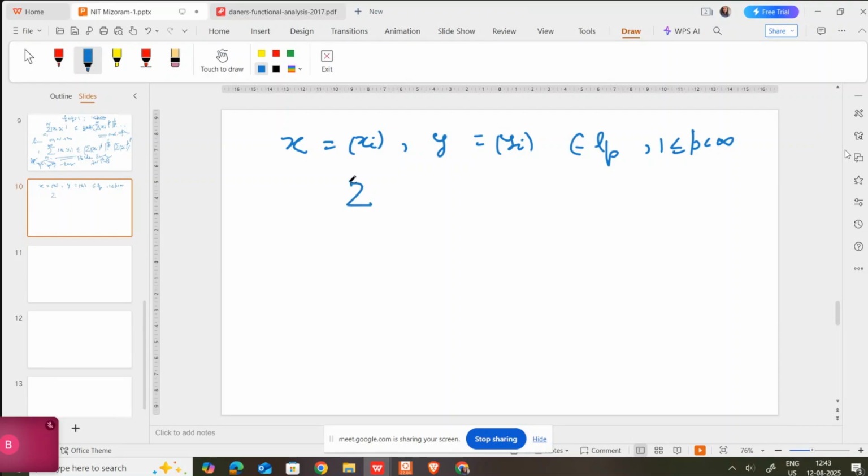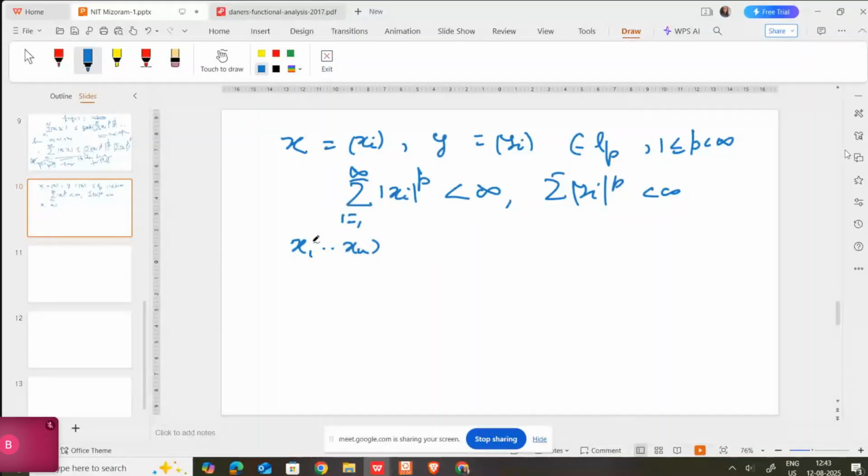It means summation mod xi raised to p, i equal to 1 to infinity, is finite. Summation mod yi raised to p, summation i, this is also finite. Now what you do is you take the partial sum. So you look at x1, x2, xn, and you look at y1, y2, yn. That is, I am taking the first n terms.